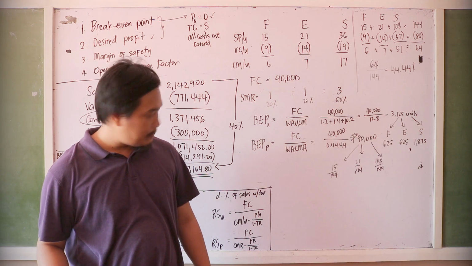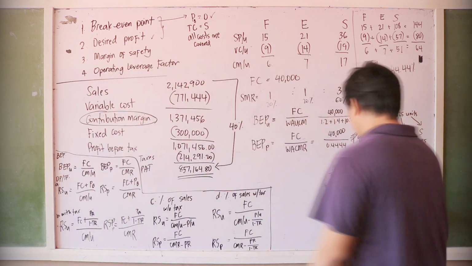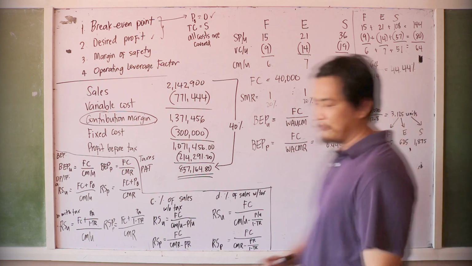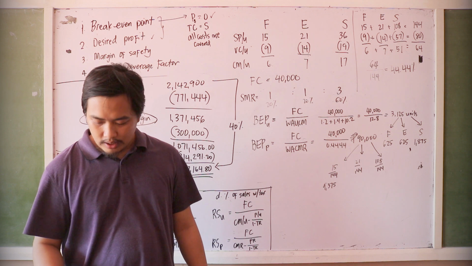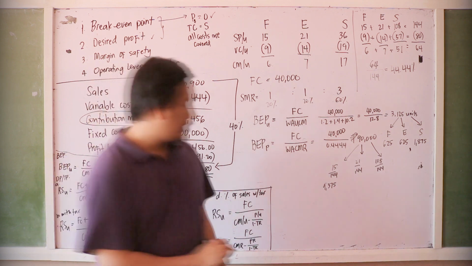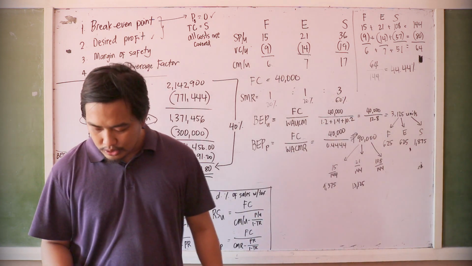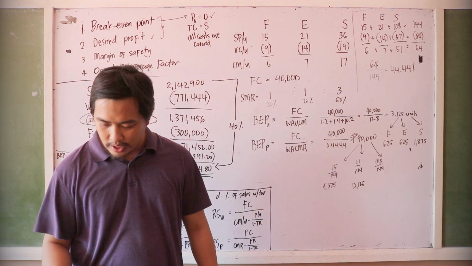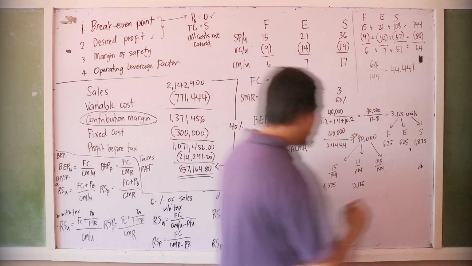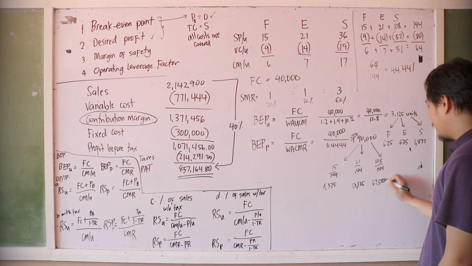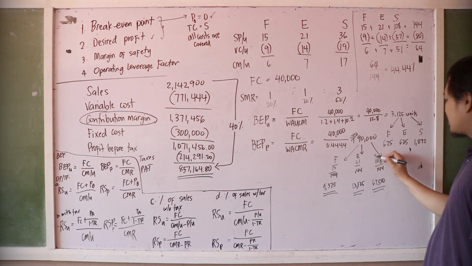90,000 times 50 divided by 144. Lalabas, 9,375. Try natin yung iba. 90,000 times 21 divided by 144. This is 13,125. And lastly, yung 90,000 natin times 108 divided by 144, 67,500. So, ganyan daw yung hatian nila. Ito yung kay F, ito yung kay E, ito yung sa sandpaper.